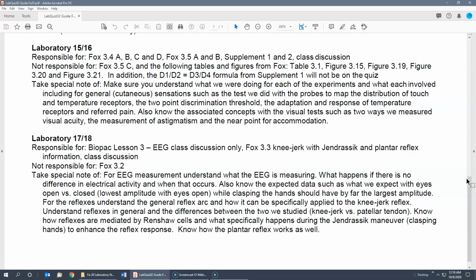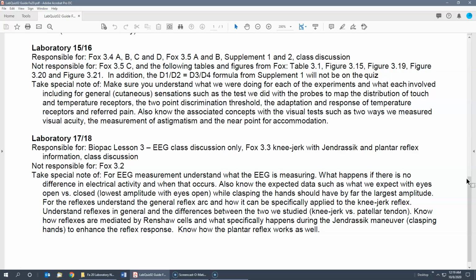So for the general sensations, we tested the touch and temperature receptors. Our conclusions were how touch receptors are distributed very widely in the body and have these very dense, small receptive fields, whereas temperature receptors don't have that because you don't usually need to localize temperature. The 2-point discrimination threshold, and how you need to excite 2 different receptors to feel the 2 different prongs, and how all of that works with receptive field size and density.